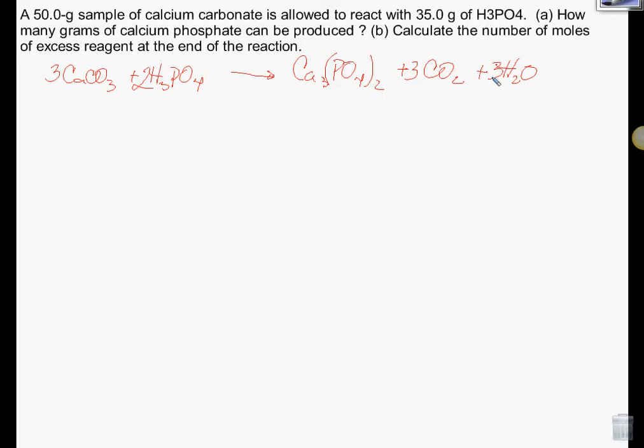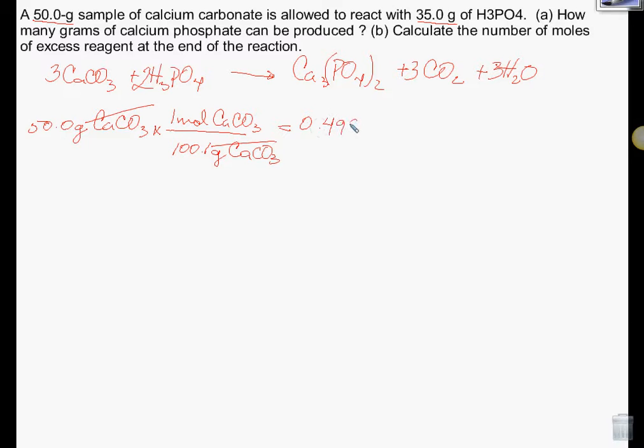Okay, so the first thing to do here is we're going to convert what we are given into moles. We have 50.0 grams of calcium carbonate, and we have 35.0 grams of phosphoric acid. So we have 50.0 grams of calcium carbonate. We convert that into moles. 1 mole of calcium carbonate is equal to approximately 101.1 grams of calcium carbonate. We cancel, and this is approximately equal to 0.4995 moles of calcium carbonate.